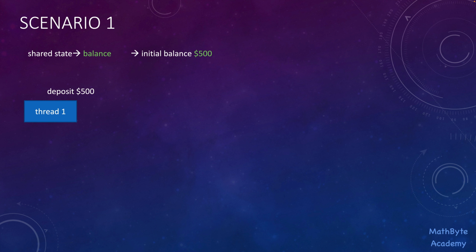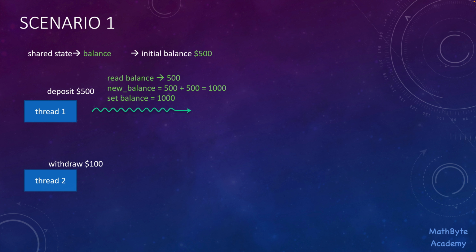So now we have thread number 1, which is for depositing 500, and we have thread number 2 for withdrawing 100. Let's say that the code runs this way. Thread 1 starts, and it reads the balance, which is 500. It calculates the new balance. It's a deposit of 500, so the new balance is 1,000. And so it sets the balance to 1,000, and then it's done. Then at some later point in time, thread number 2 starts running. And it also completes its work.